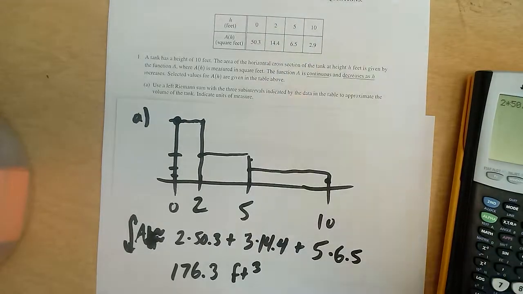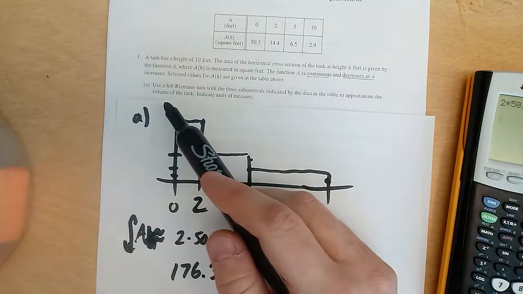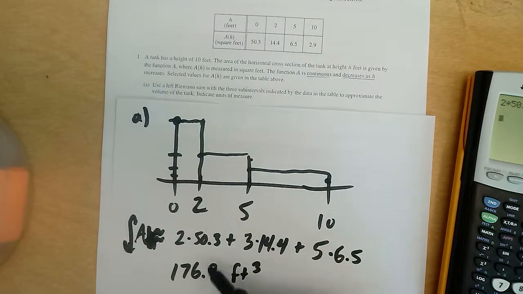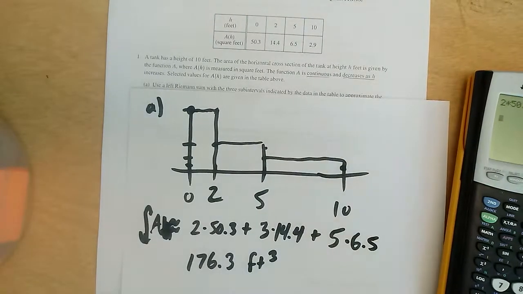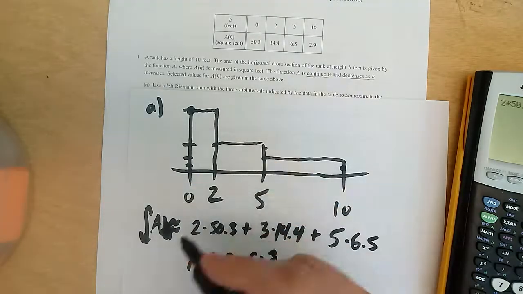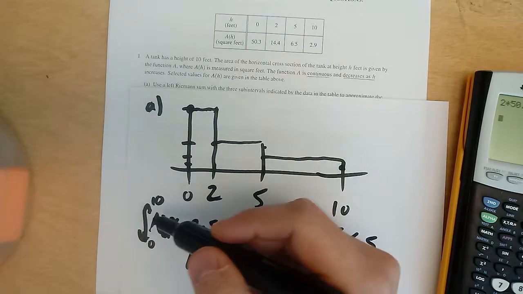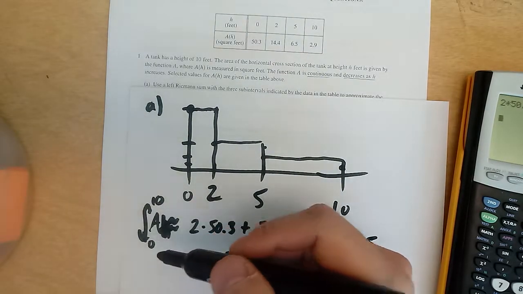On questions like this, when it says indicate units of measure, that usually means that this part A is worth 2 points. 1 point for getting the answer and another point for writing feet cubed. Now, I'm going to cheat as I go and make sure that I did not make any blunders. Oh, I should have written from 0 to 10. Now, it doesn't ask you to write this part, so if I hadn't written that, that'd be fine.